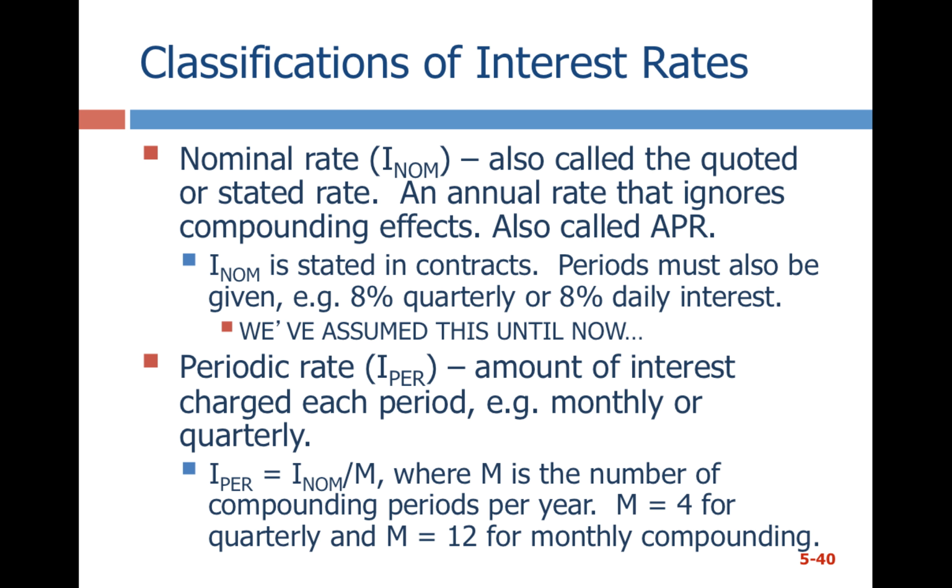The periodic rate is different. It's the amount of interest charged per period, for example, monthly or quarterly. So the periodic rate would be the nominal rate divided by M, where M is the number of compounding periods per year. So M could be 4 for quarterly, M could be 12 for monthly, that sort of thing.